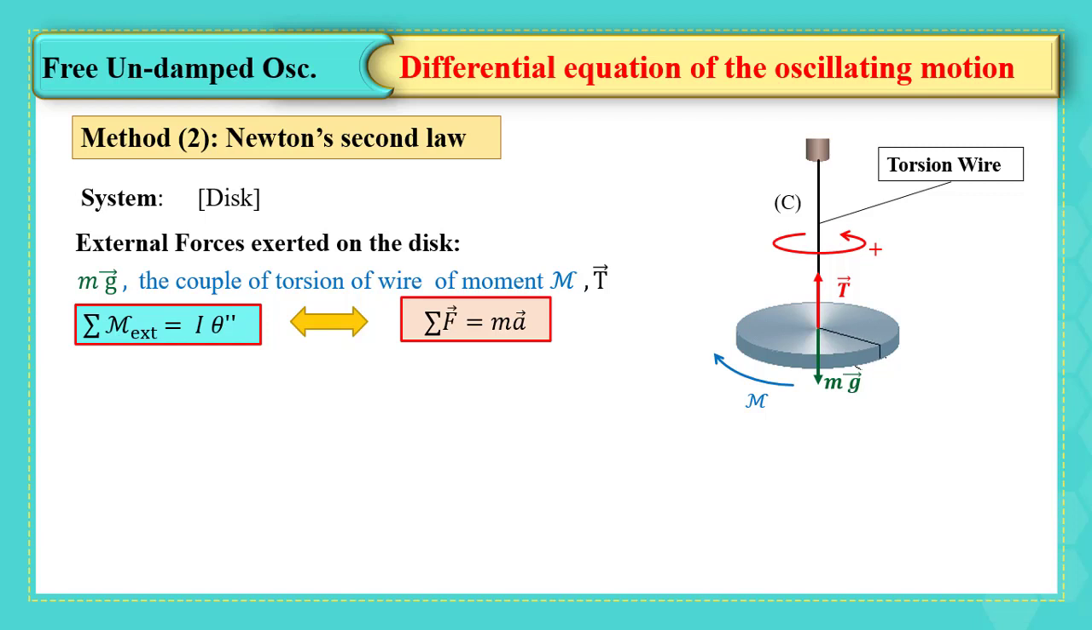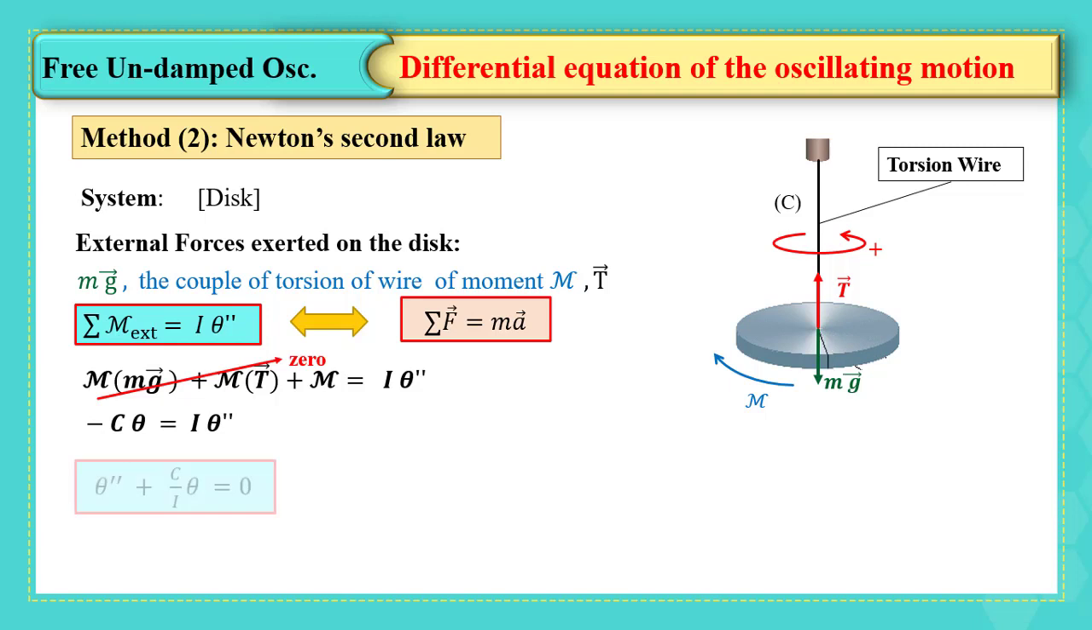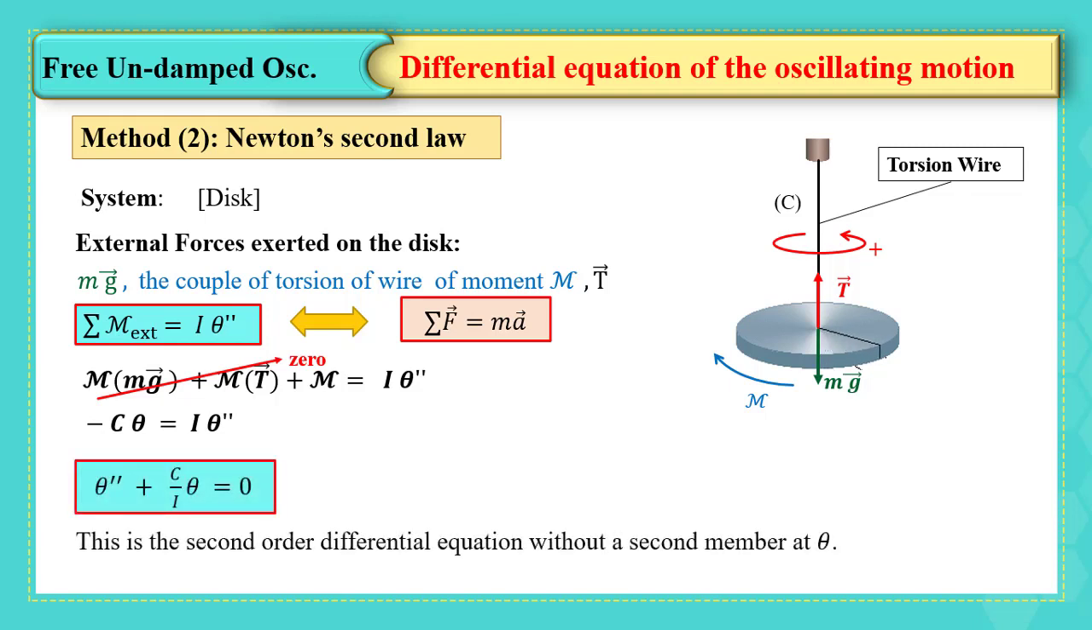Now, writing the moments of the forces that we have, we can find that the moment of the weight and the moment of tension are zeros, since they pass through the axis of rotation. So we have only minus c theta equals to I theta double prime. Finally, we can write theta double prime plus c over I theta equals to 0, and here also it is the second order differential equation.